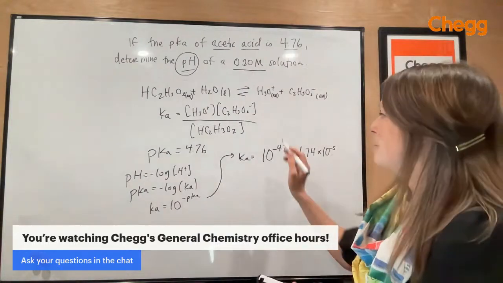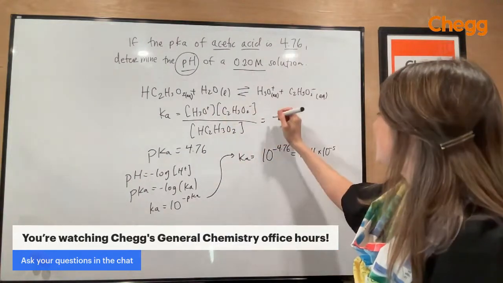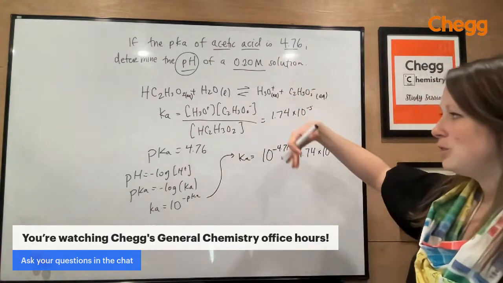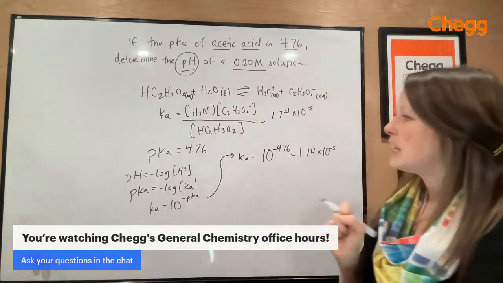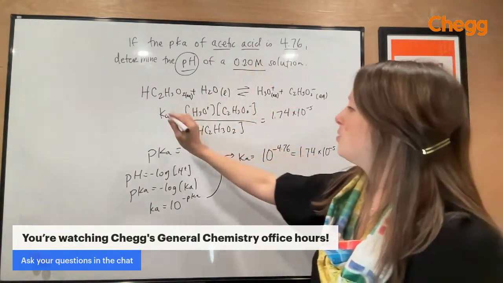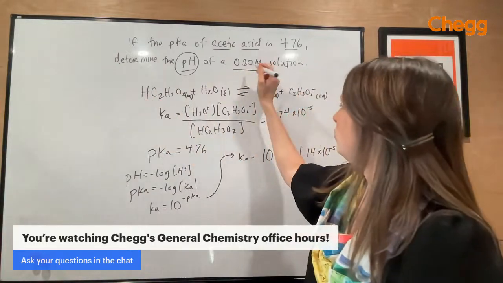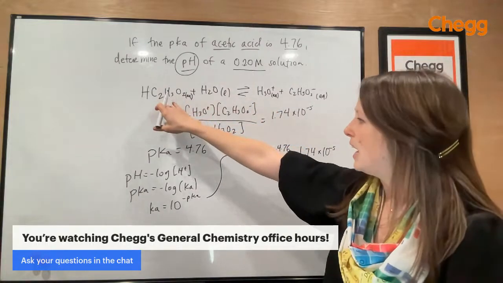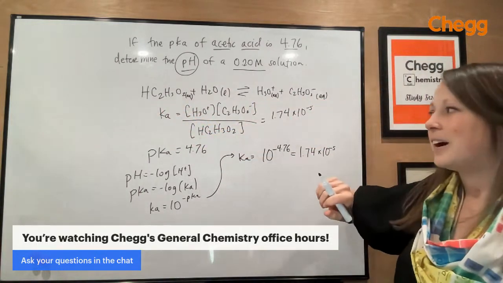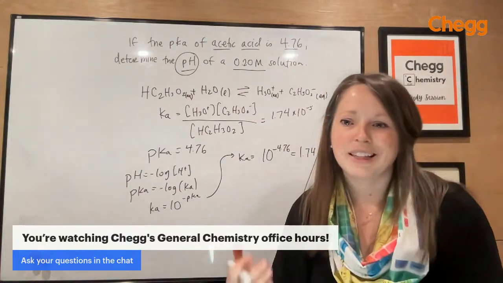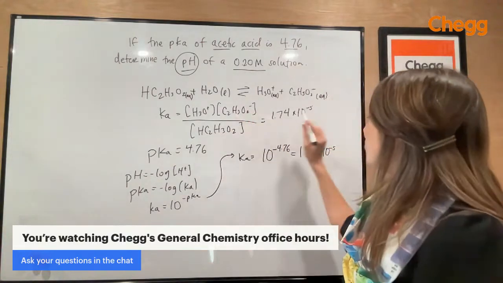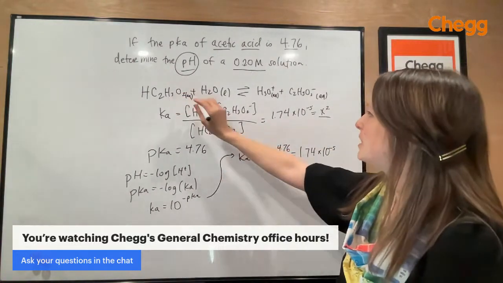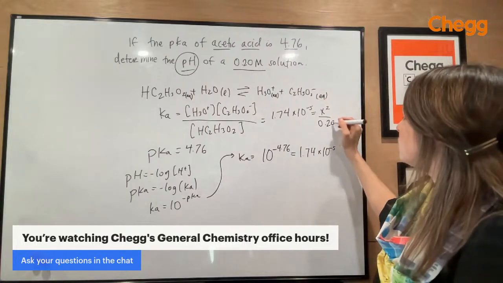What am I going to do now? I'm going to go back to my equilibrium expression. I can now set that equal to 1.74 times 10 to the negative fifth. All right, let's do some equilibrium. If I were to set up an ICE table, my initial value here would be 0.20 moles. It is a 1-to-1 ratio, so I would subtract x and add x to this and that. We're going to assume that x is so small that it's not really going to impact everything. So I'm going to set this equal to x squared over the concentration of acetic acid, which is going to be 0.20 molar.